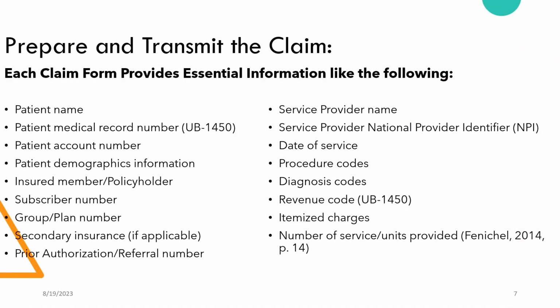Prepare and transmit claim. Each claim form provides essential information like the following: patient name, patient medical record number, that's only for the UB 1450 form, patient account number, patient demographics information, insured member or policyholder, subscriber number, group or plan number, secondary insurance if applicable, prior authorization referral number, service provider name, service provider national provider identifier, also called the NPI, date of service, procedure codes, diagnosis codes, revenue code, and again, that's only for the UB 1450 form, itemized charges, and the number of service or units provided.